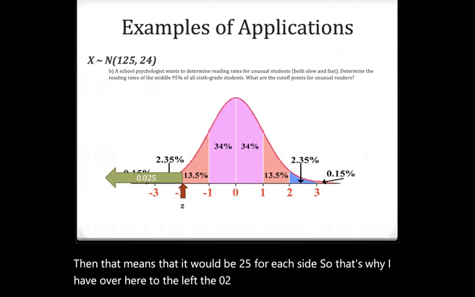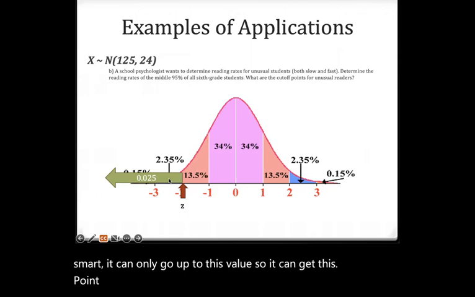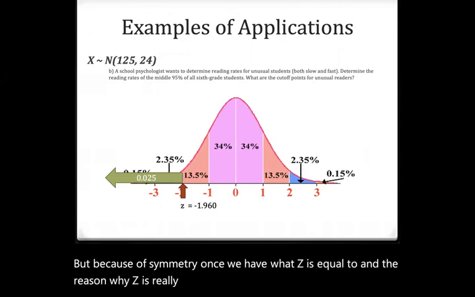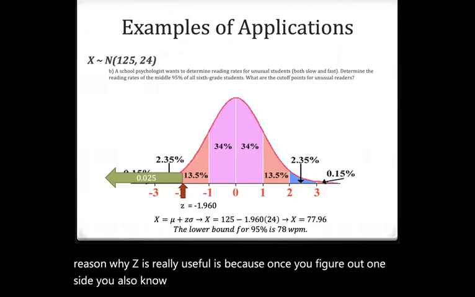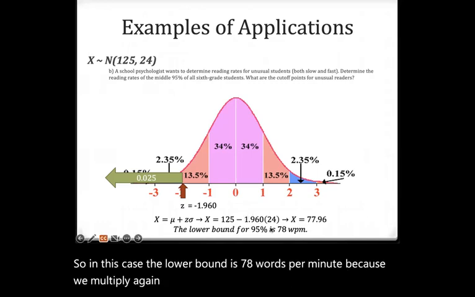Remember, Excel isn't very smart. It can only go up to this value, so it can get this 0.025, but it can't do much else. But because of symmetry, once we have what Z is equal to, and the reason why Z is really useful is because once you figure out one side, you also know the other. In this case, the lower bound is 78 words per minute, because we multiply again the standard deviations times 24, and we take it away from the measure of center.